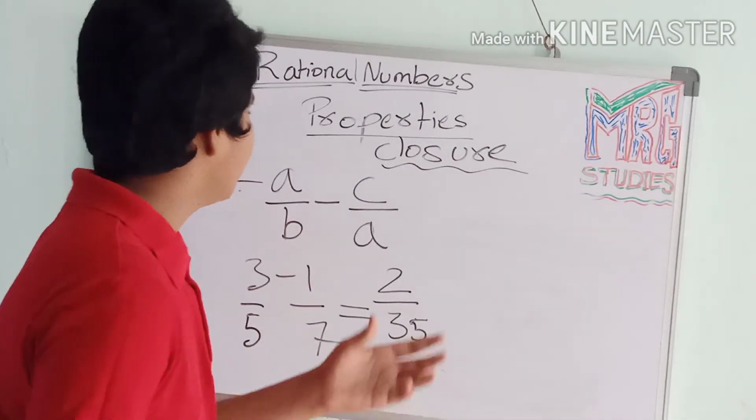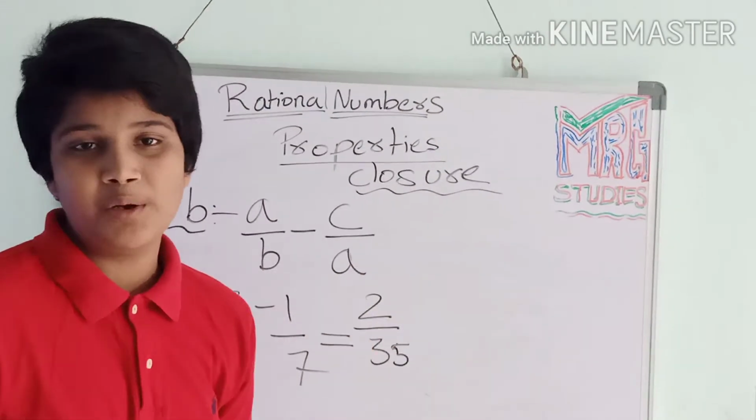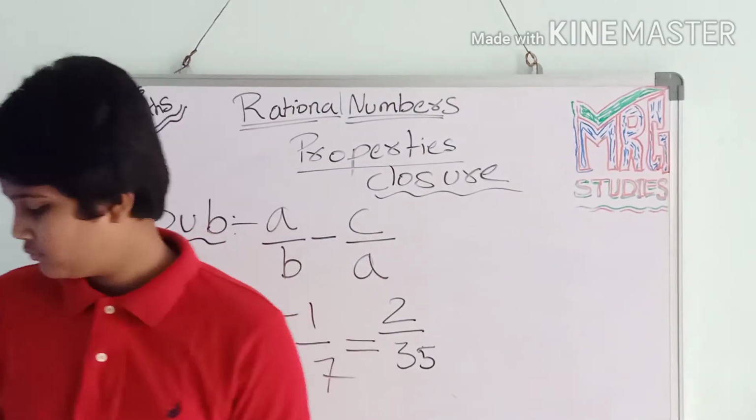Now I will tell you the closure property for multiplication.